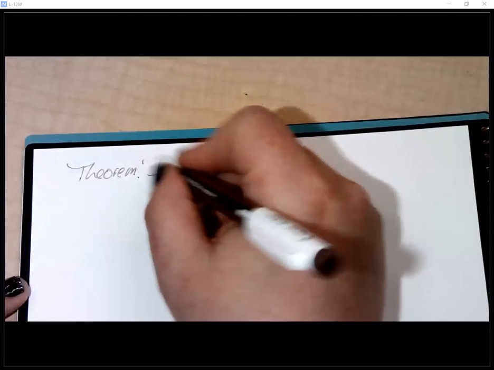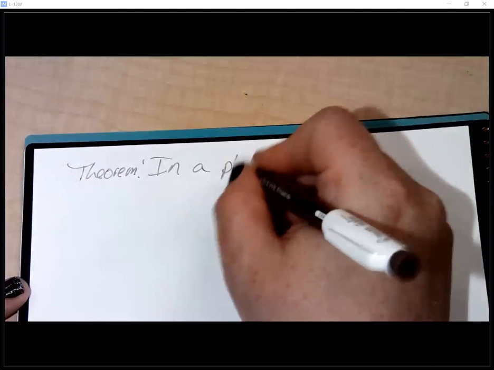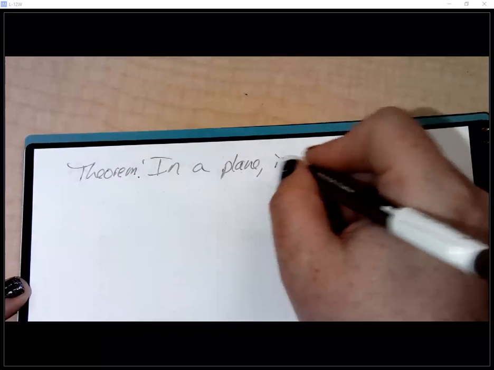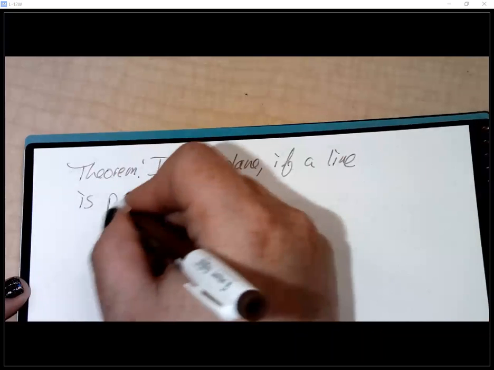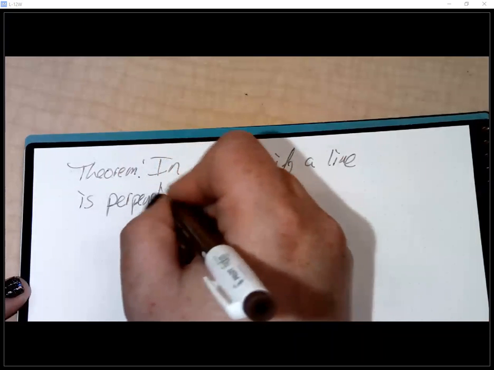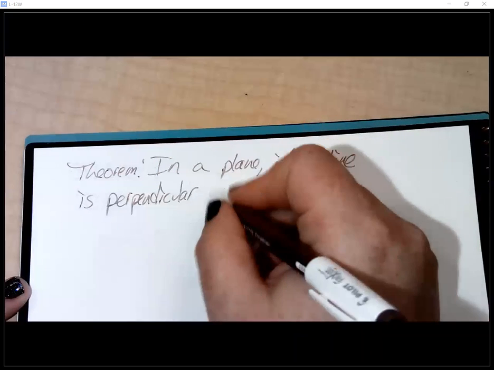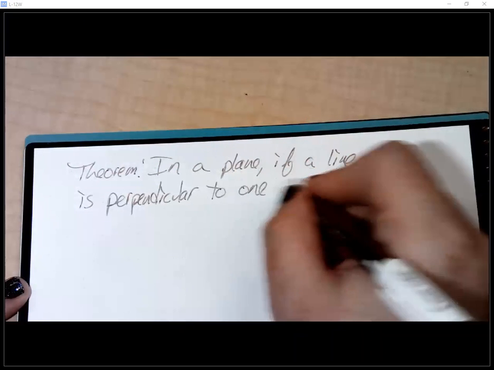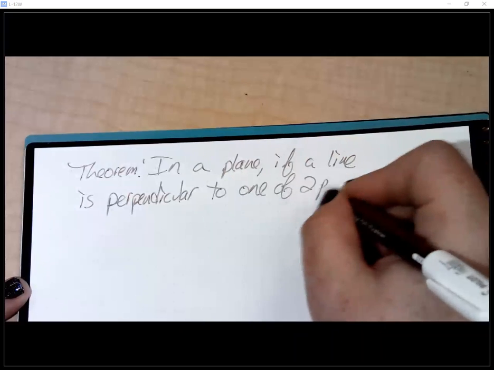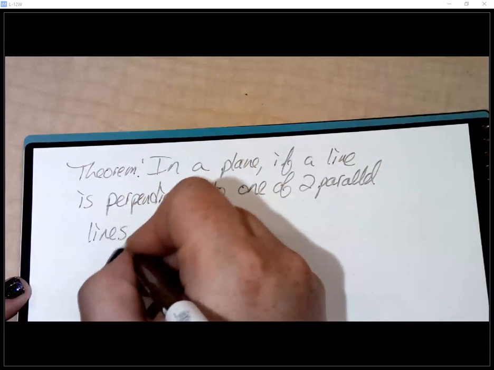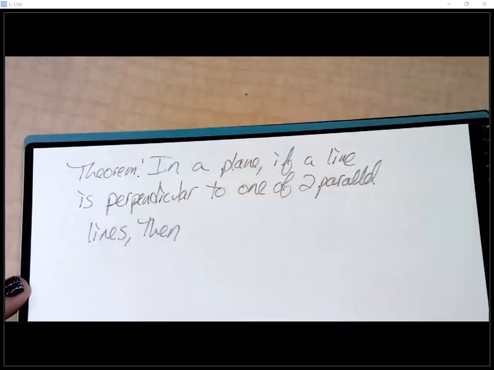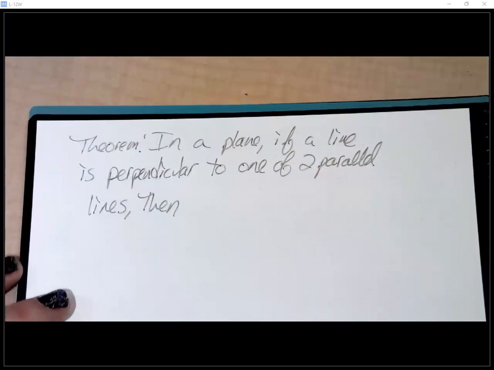So this states, in a plane, if a line is perpendicular to one of two parallel lines, then let's see if we can figure out how this sentence ends. I'm going to give you a minute to jot this down, and then we'll see if we can figure this out.